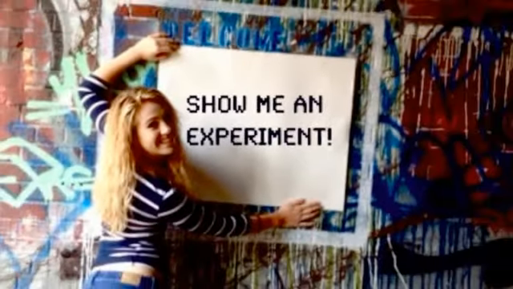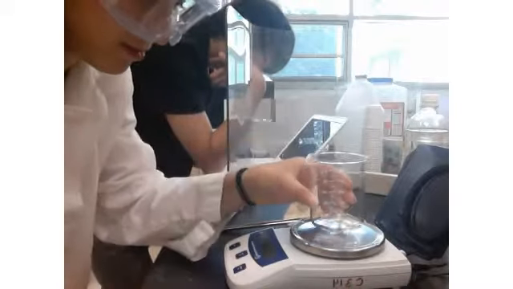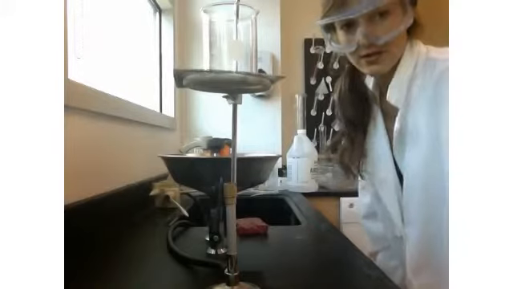What's an anhydrate? An anhydrate is the substance that remains after water is burned off from the hydrate. Show me an experiment. So, our first step is to mass the beaker. Now we're going to heat the hydrate for 15 minutes.